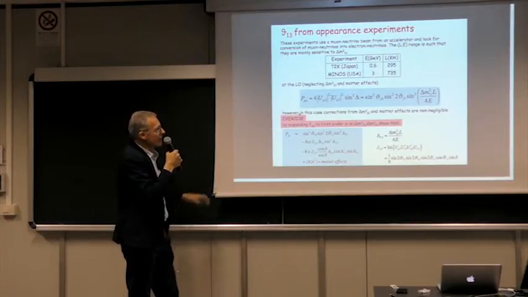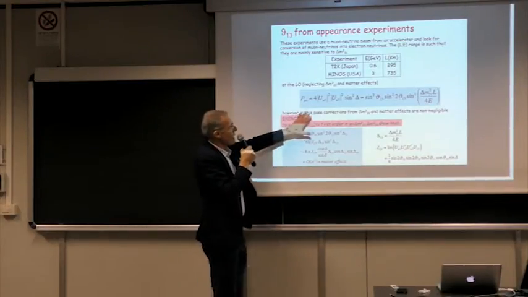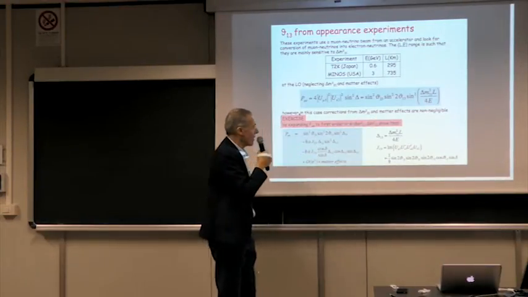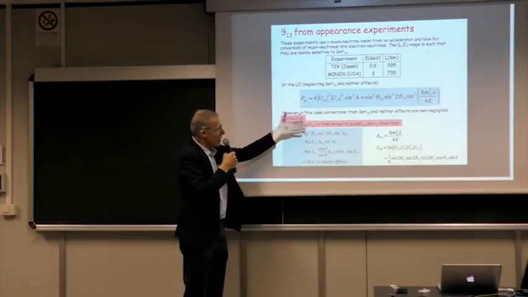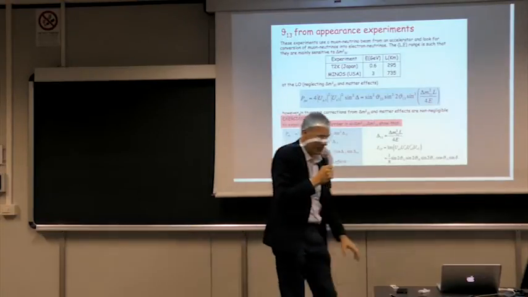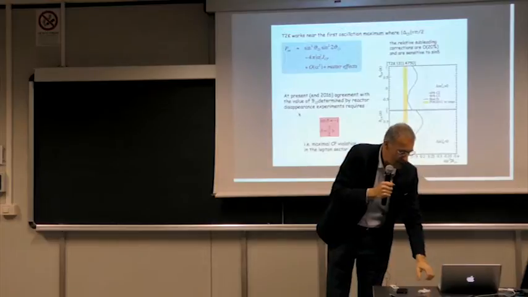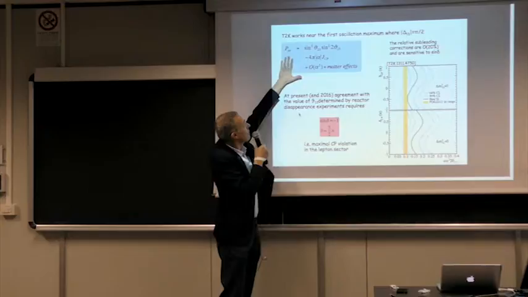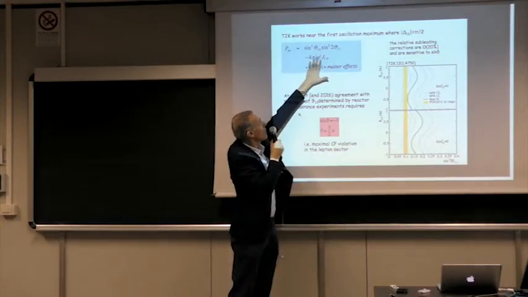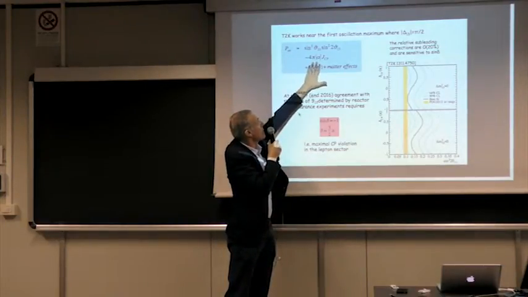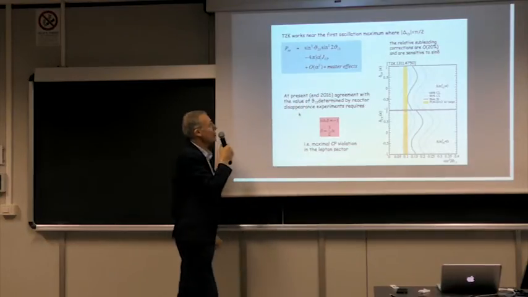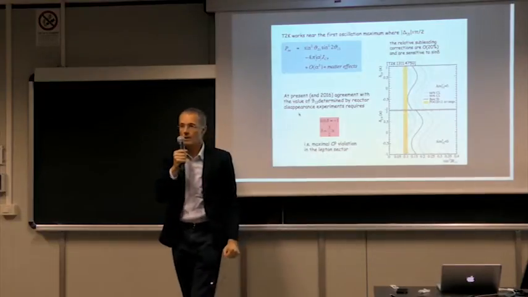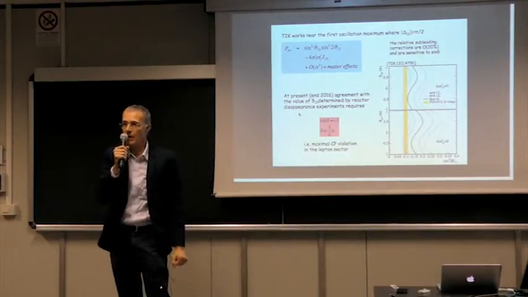Moreover, you can see that in this case the corrections coming from delta m squared 21 and from matter effects are non-negligible. And so you should include them in the formalism. And this is basically the result that you obtain. The leading order term is corrected by a term which is sensitive to delta m squared 21 and depends on the quantity that controls CP violation.